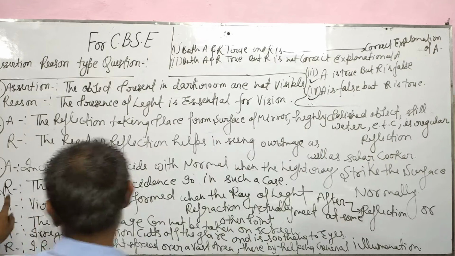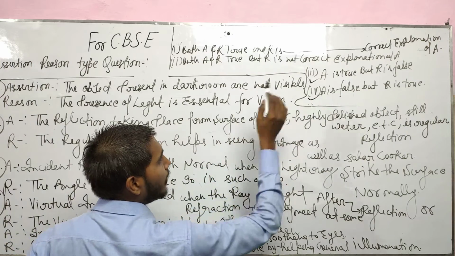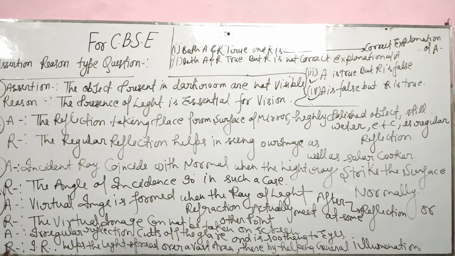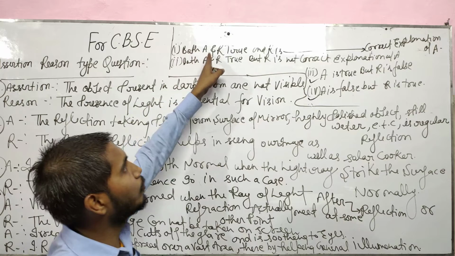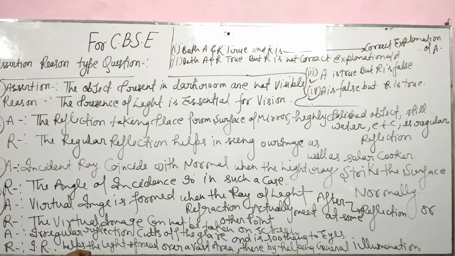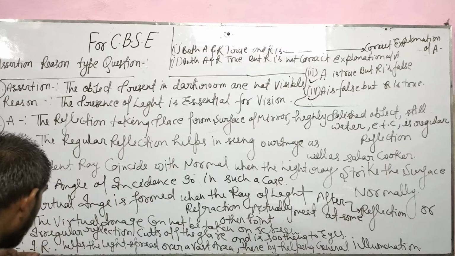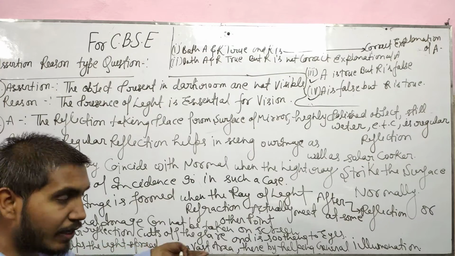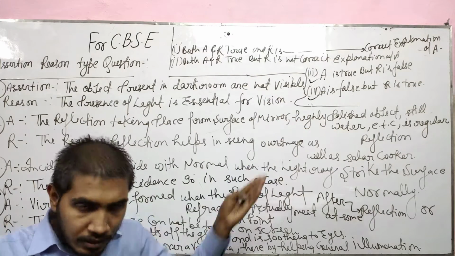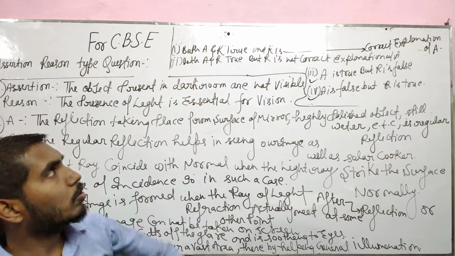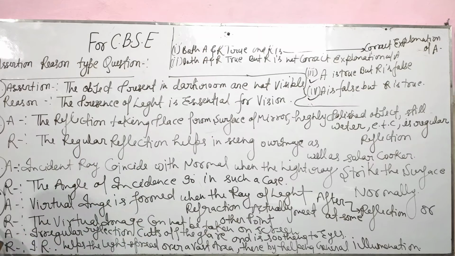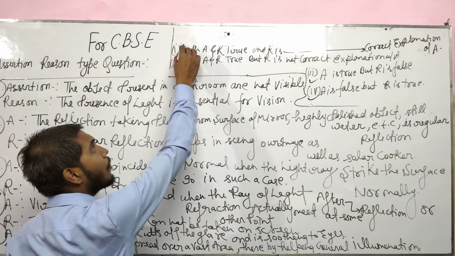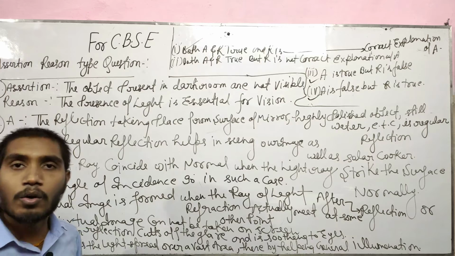For the fourth question, option 4 is right, and for the fifth question, the first option is right. Both A and R are true. Irregular reflection cuts off glare. Right. Irregular reflection spreads light over a vast area. This is the correct explanation. So for the fifth question, the first option is correct.